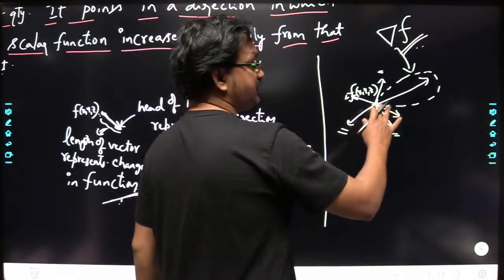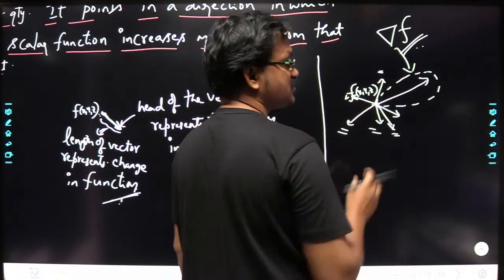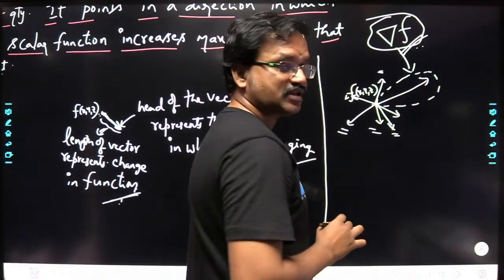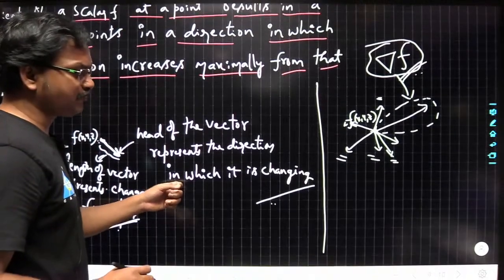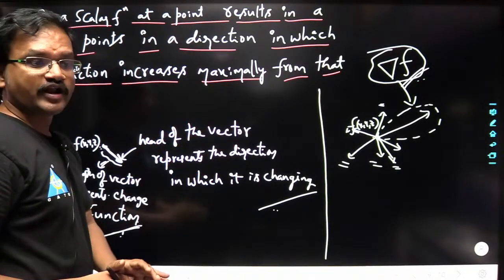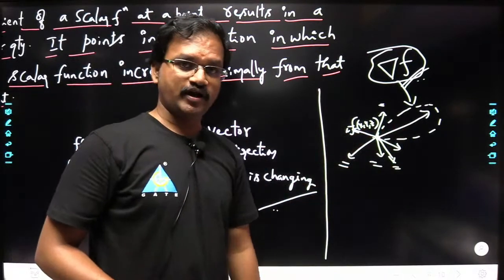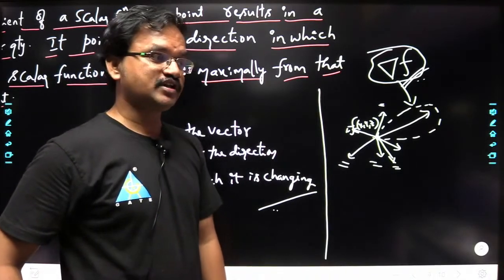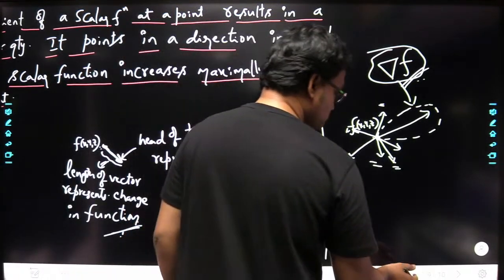See, I want to determine the direction in which this vector function is changing maximally. So that can be given by what? That is given by gradient of f. So if you try to determine gradient of any scalar function, then it is going to result in a vector quantity that is going to point in a direction in which the function is increasing maximally, right? Okay, so I hope it is clear here.